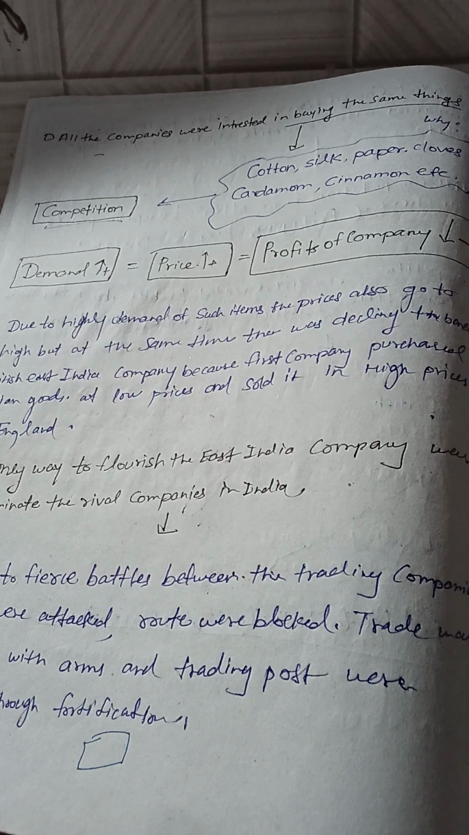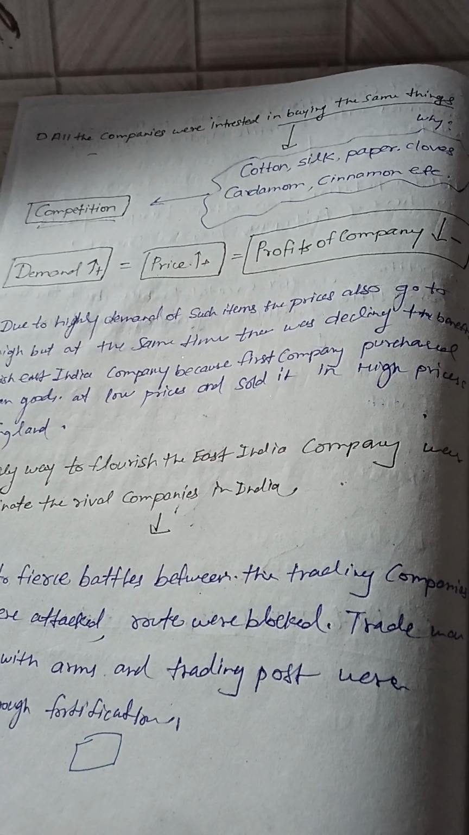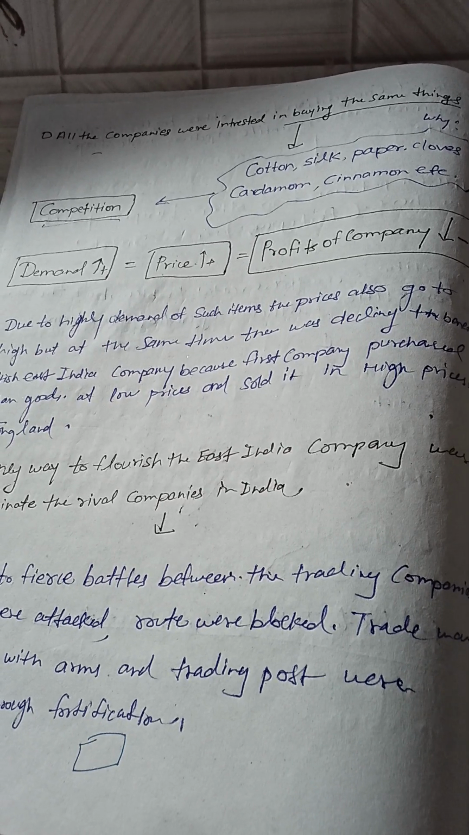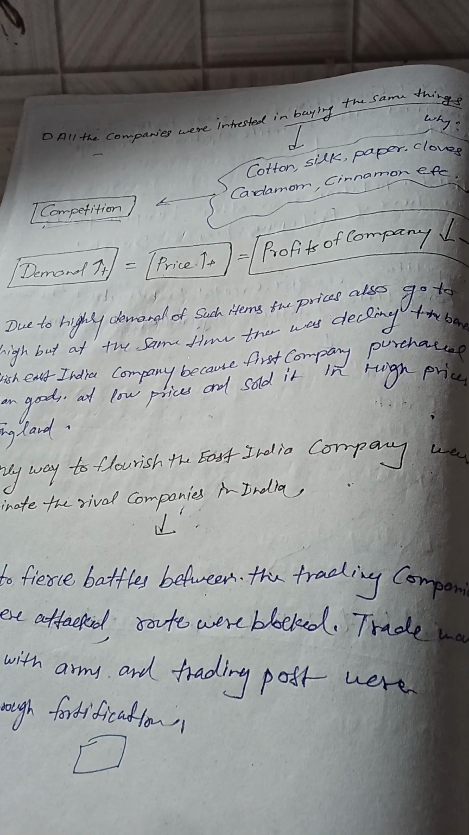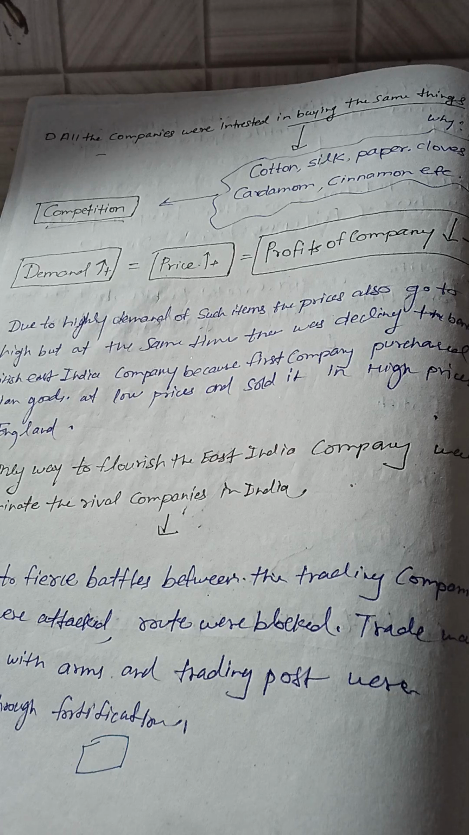All the companies were interested in buying the same things. What was the main problem? Not only the British East India Company, students, but all other European companies were also interested in buying the same things. And the things were cotton, silk, paper, cloves, cardamom, cinnamon, etc.